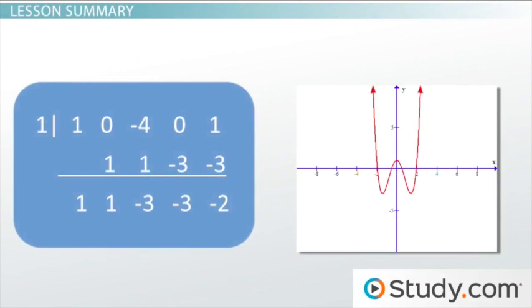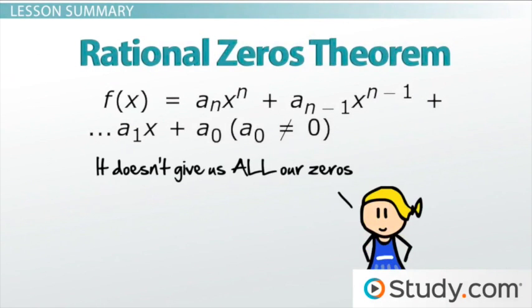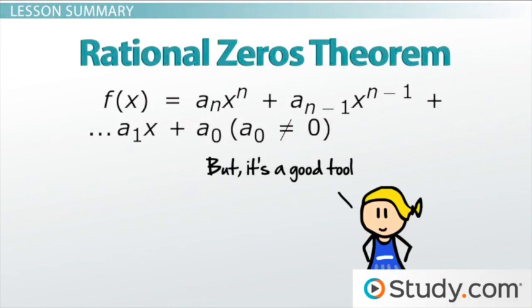Using synthetic division and graphing in conjunction with this theorem will save us some time. The rational zeros theorem will not tell us all the possible zeros, such as irrational zeros, of some polynomial functions, but it is a good starting point.